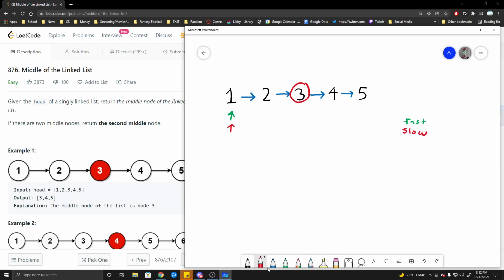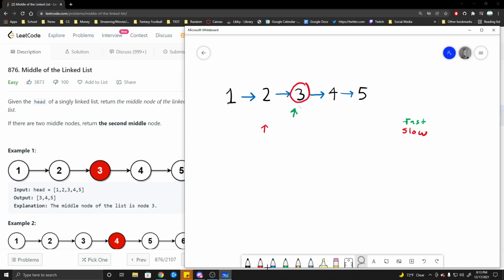Through the first iteration, we increment the fast by 2, so we go 1, 2. Then we increment the slow by 1, so it goes from 1 to pointing at 2. We go to the next iteration because fast is not equal to null. The slow pointer will be pointing to the correct node when fast is equal to null.